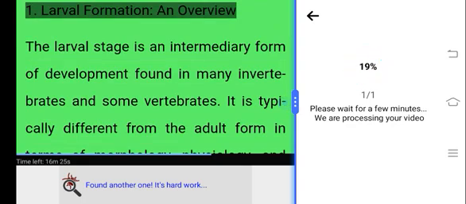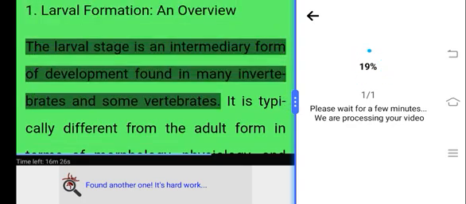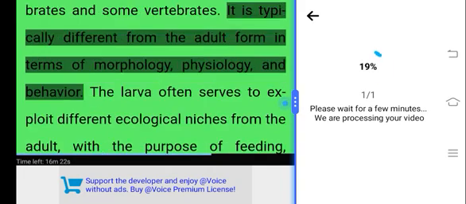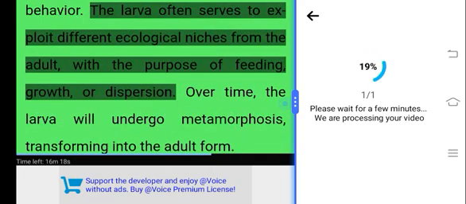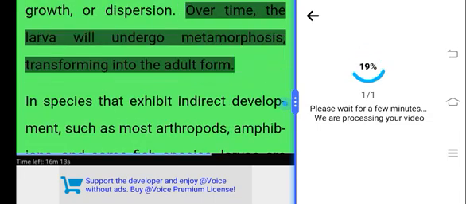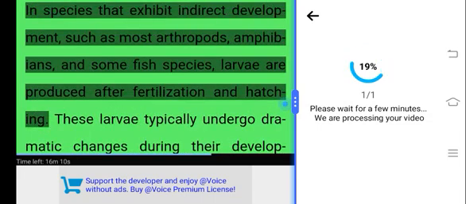1. Larval formation: an overview. The larval stage is an intermediary form of development found in many invertebrates and some vertebrates. It is typically different from the adult form in terms of morphology, physiology, and behavior. The larva often serves to exploit different ecological niches from the adult, with the purpose of feeding, growth, or dispersion. Over time, the larva will undergo metamorphosis, transforming into the adult form.